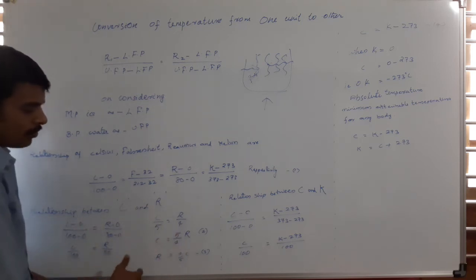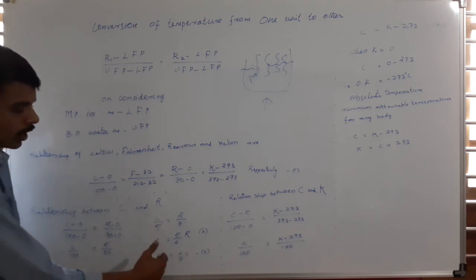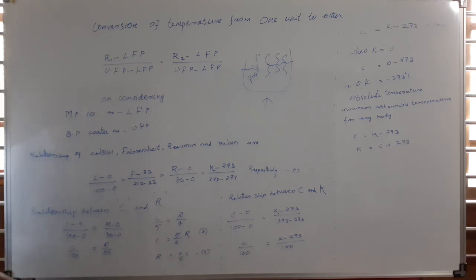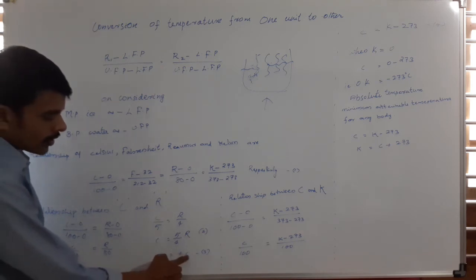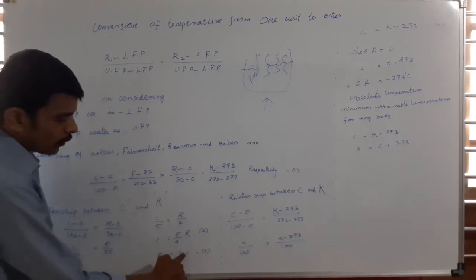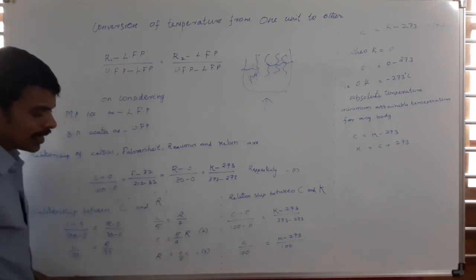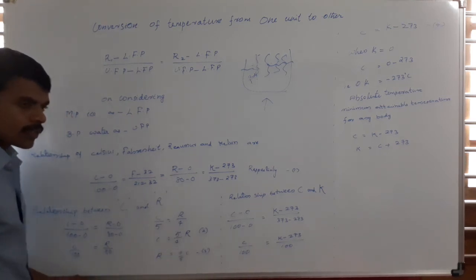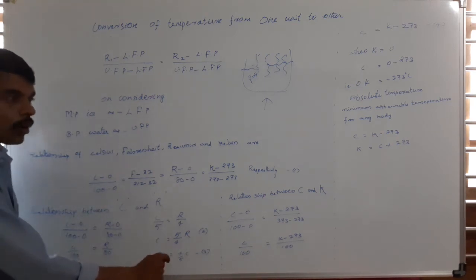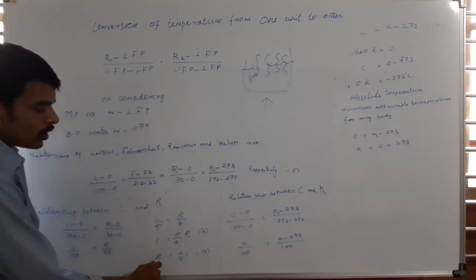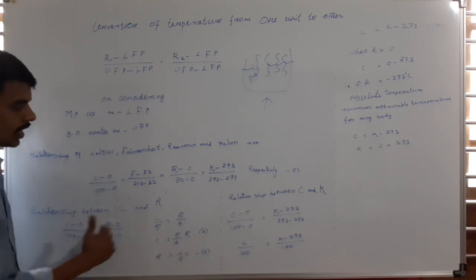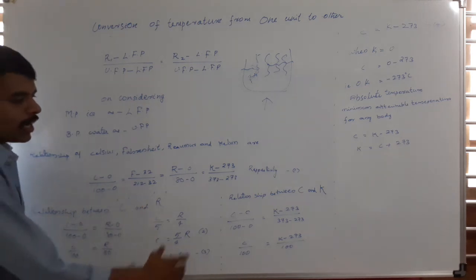In the same way, if we are getting Celsius as 30 degrees, what would be the corresponding temperature of the Romer scale? So Celsius is 30 degrees Celsius. So 4 by 5 into 30. 30 by 5 is nothing but 6. 4 into 6 is 24. So the corresponding temperature of the Romer scale is 24 degree Romer. So 24 degree Romer is equal to 30 degree Celsius. Like that you can find the relationship.